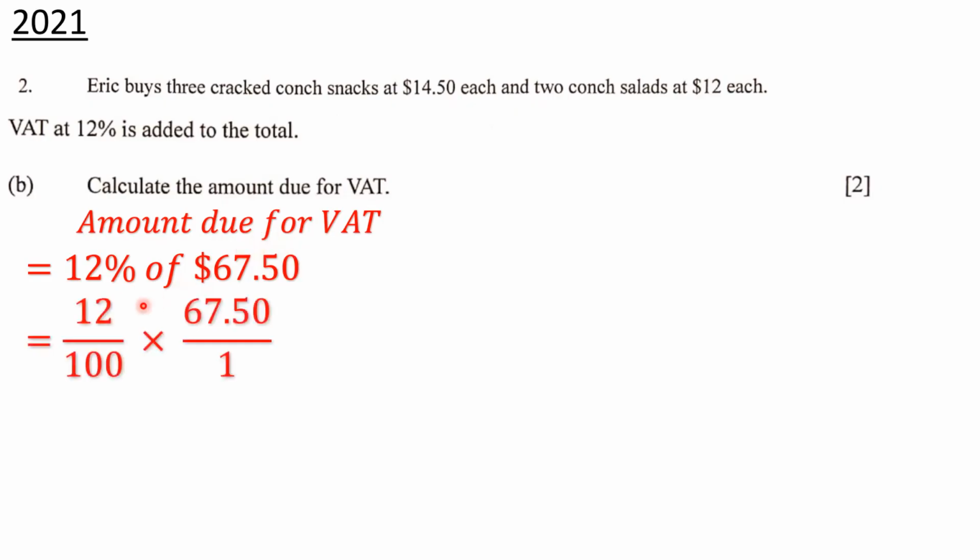And so we're going to say 12 over 100 multiplied by $67.50 over 1. 12 times $67.50 is definitely 810, and 100 times 1 is going to be 100. And so we have 810 divided by 100, which is going to be $8.10. Let's move on to the next question.